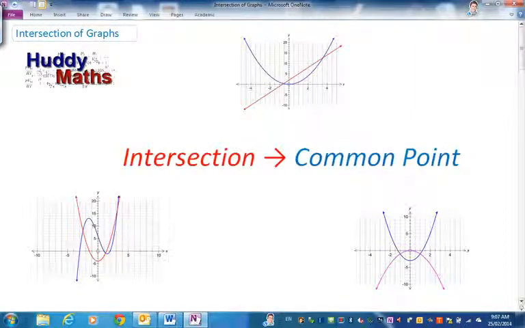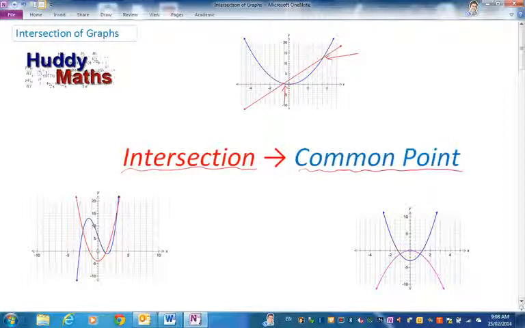Welcome to Intersection of Graphs. We've been drawing lots of graphs, quadratics and straight lines and stuff. I wonder if you ever thought, how would you actually, without technology, calculate the x and y coordinates of these points of intersection? What about the math behind that? And intersection, of course, means the two graphs have a common point. That might be a clue as to how we might find that algebraically.